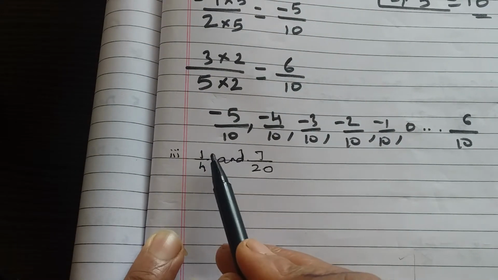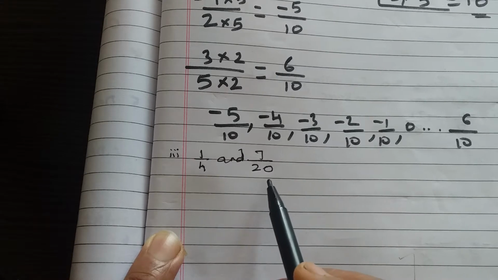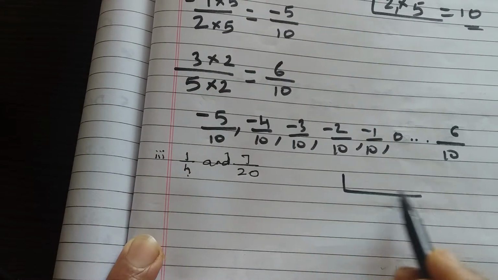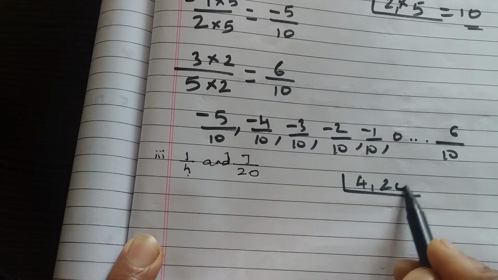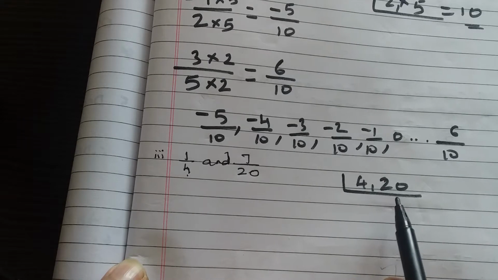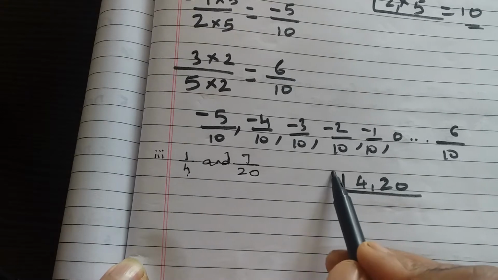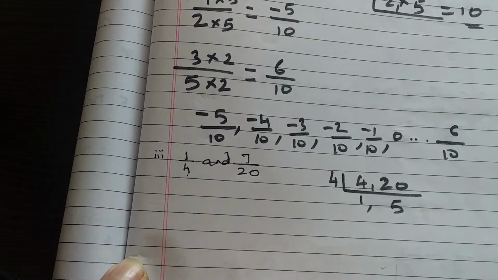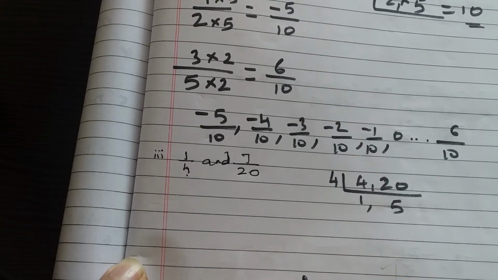Next, question number 3 is 1 by 4 and 7 by 20. Here also look at the denominators. They are different. So the first step is we have to find the LCM for 4 and 20. Now 4 and 20 have a common factor. Both are divisible by 4, both come in the 4 tables. So divide by 4. 4 ones are 4, 4 fives are 20. Now 1 and 5 don't have a common factor.